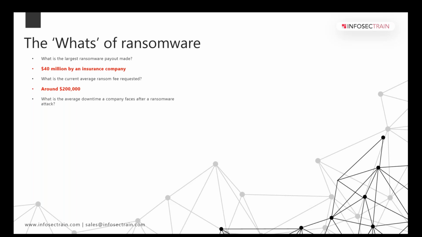Now, every time there's a ransomware attack, there is downtime caused to the company. It depends on the company or the sophistication of the attack. 21 days is the approximate downtime a company faces whenever they are attacked with ransomware.